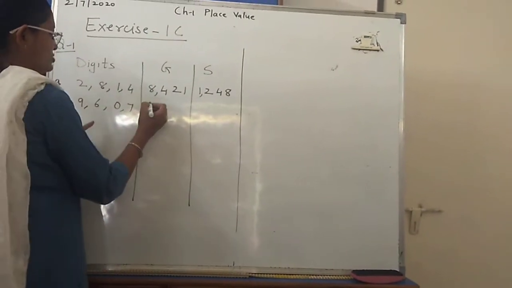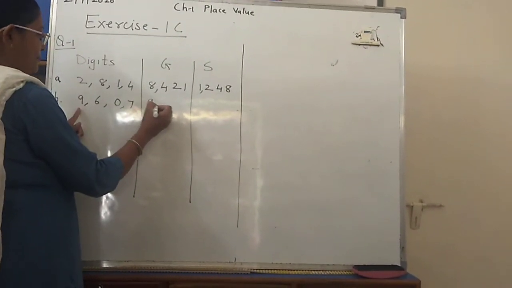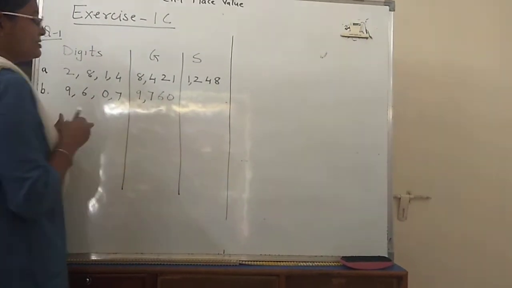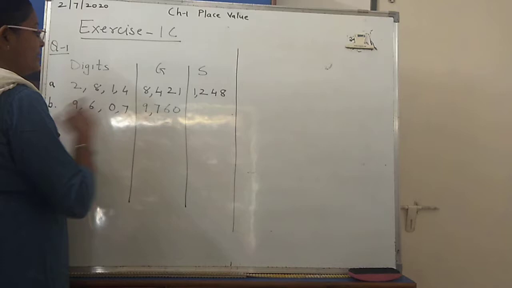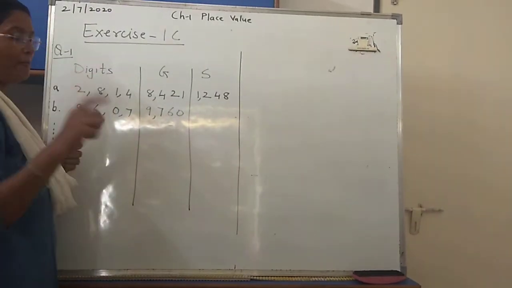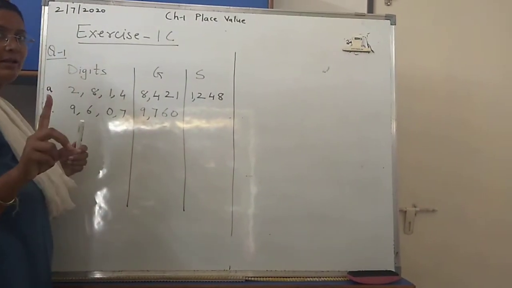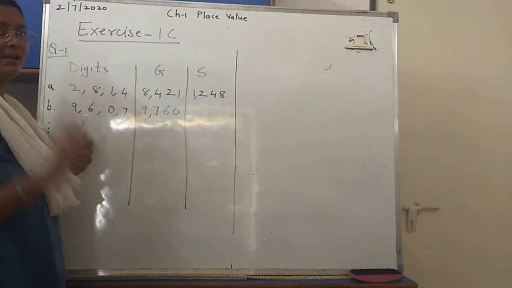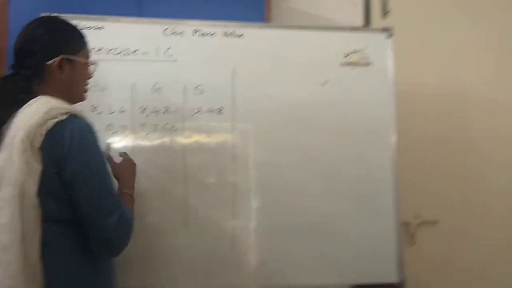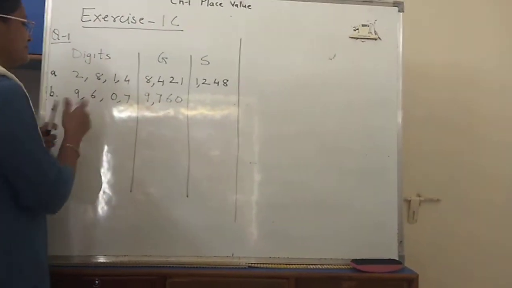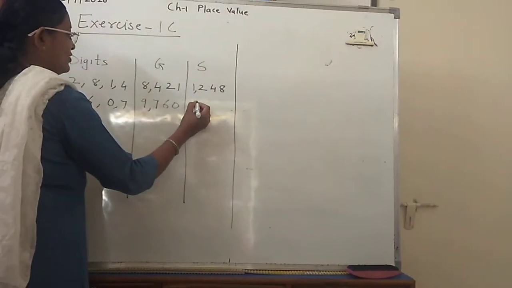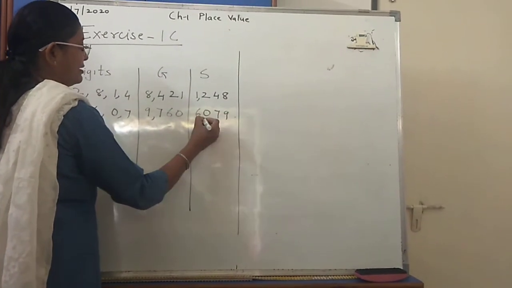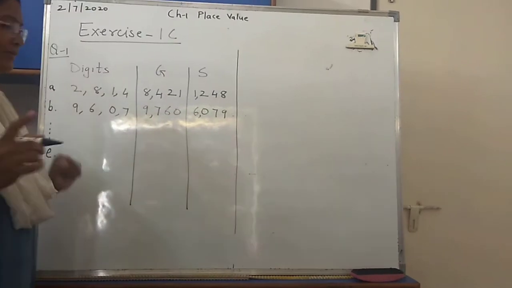9607, right? So here the greatest number is 9, then 7, then 6, then 0. So 9760, right? Same way the smallest. Remember, I told you when I was teaching you building number in the last video, 0 is the smallest digit, but we cannot use it when we are building a number. So after 0, which one is the smallest one? 6. So first we will write 6, then 0, then 7, then 9. So 6079 is our answer.